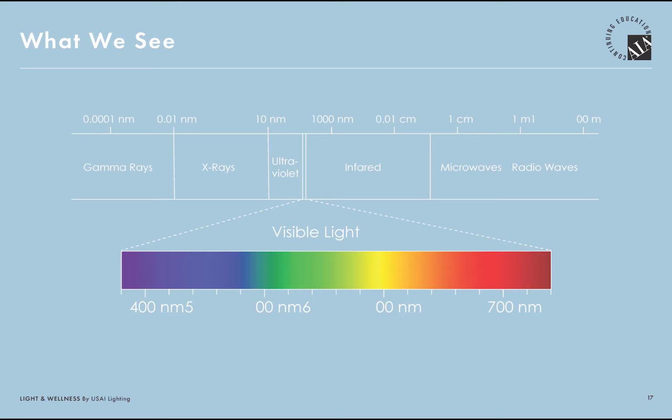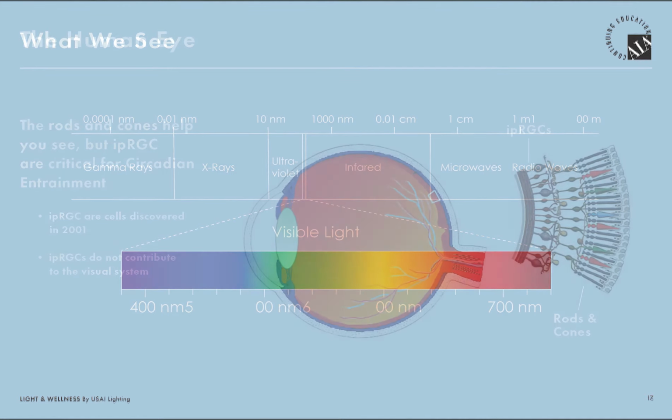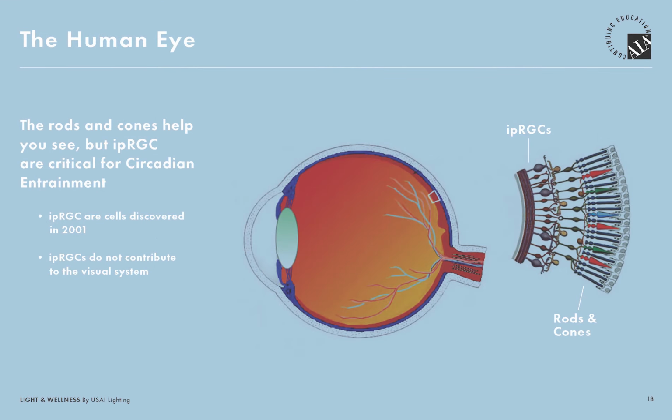And we see those wavelengths using our rods and cones. You might remember that phrase from back in high school. And those are the cells in our eyes that allow us to see. But there's actually a third type of photoreceptor that was only discovered in humans in 2001, so very recently. And it's the IPRGC. It stands for intrinsically photosensitive retinal ganglion cell. You don't need to remember all the acronyms, but that third photocell, it does not contribute to the visual system.